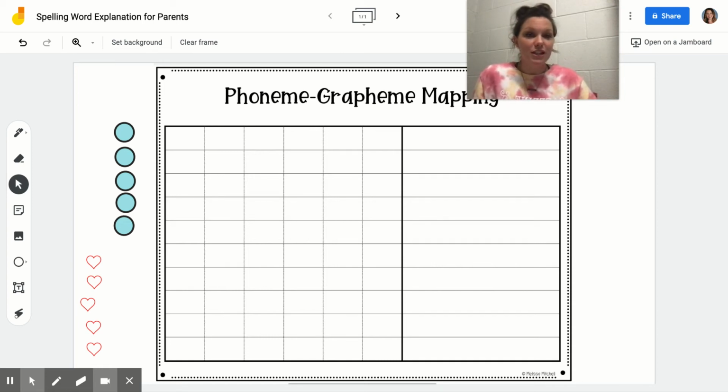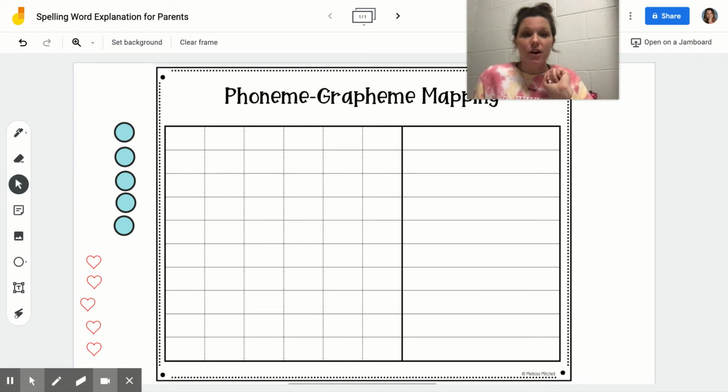But we have been using this phoneme grapheme mapping, and phoneme is the smallest unit of sound. So the sound that the letter makes is the phoneme, and grapheme is the sound in written form. So if I say ah, that is the phoneme. When I write the letter A, that is the grapheme for ah.